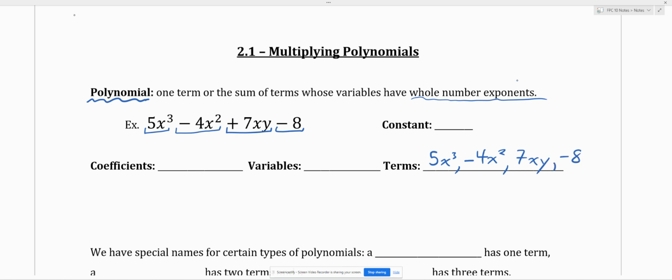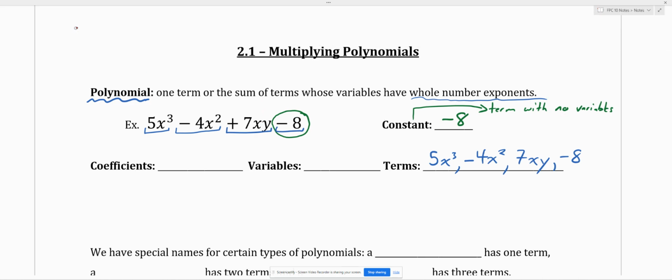Okay, let's change colors here. And in green, I'm going to be labeling this special number at the end. It is used for a lot of different applications later on, and it's called our constant. So negative 8 is our constant. The constant is always going to be the term with no variables.